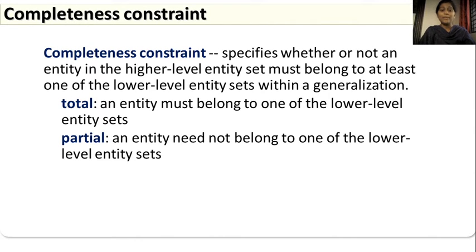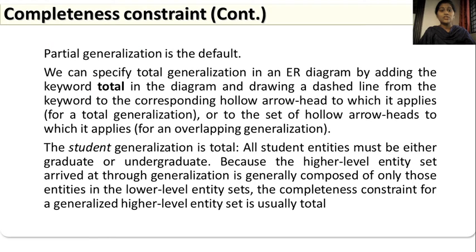The completeness constraint specifies whether or not an entity in a higher level entity set must belong to at least one of the lower level entity sets within the generalization. Total: an entity must belong to one of the lower level entity sets. Partial: an entity need not belong to one of the lower level entity sets. Partial generalization is the default.